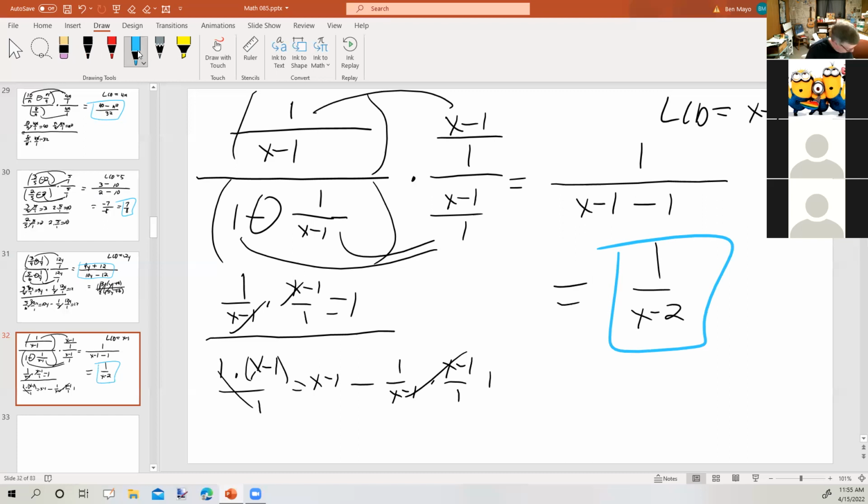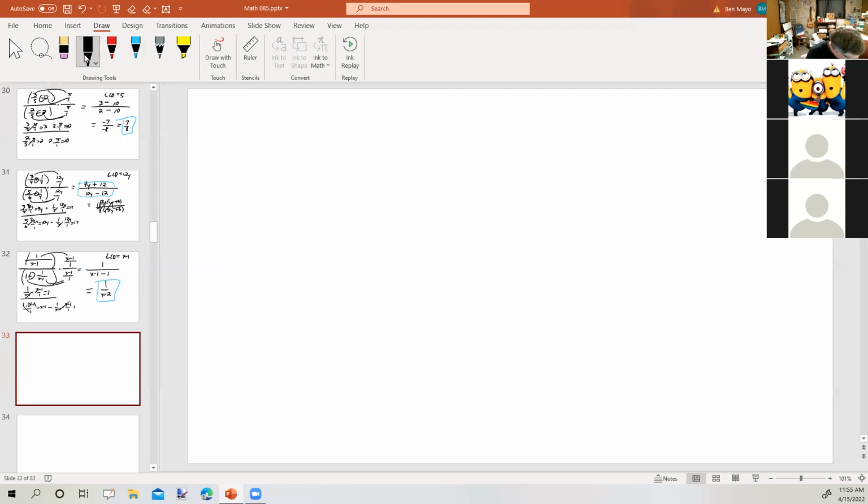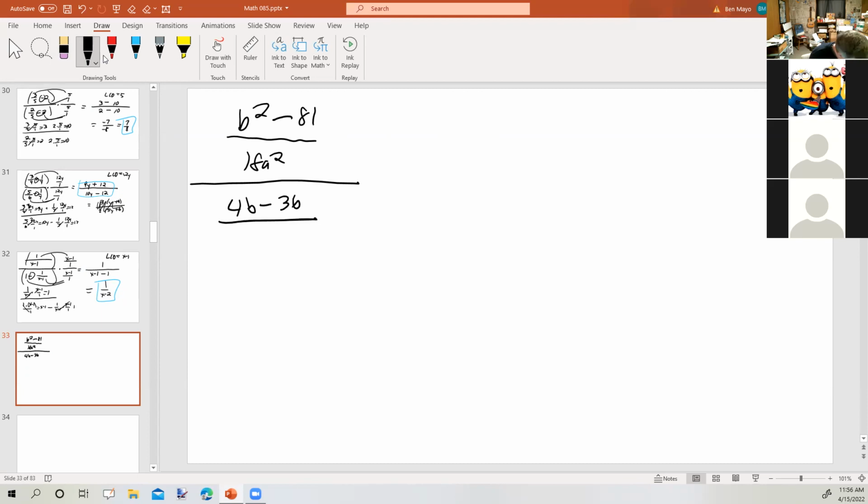Let's see here. Let's do this one. B squared minus 81 all over 18a squared. Let's make that a little bit shorter. And then that whole thing over 4b minus 36 all over 9a.